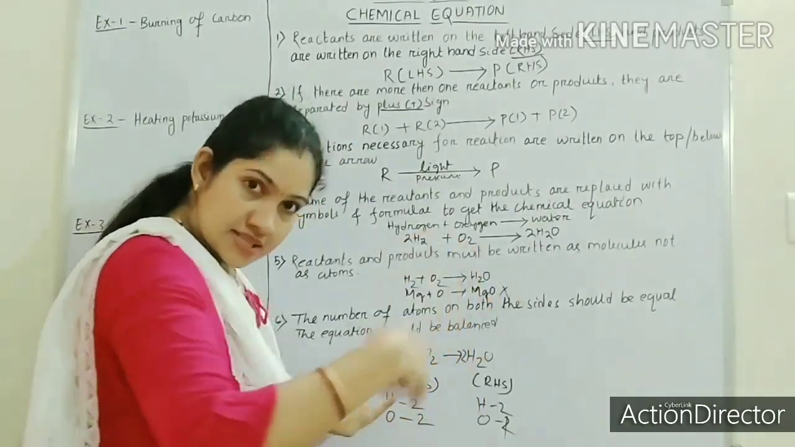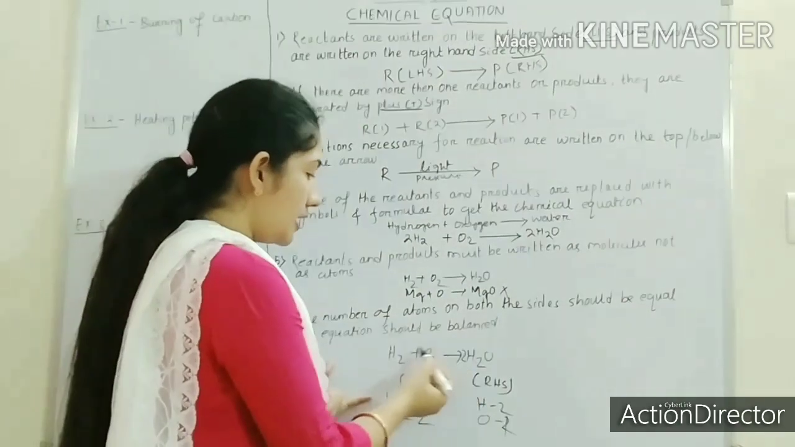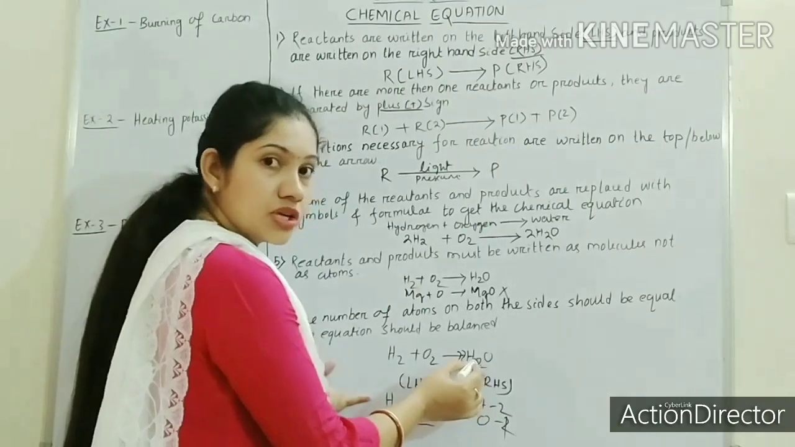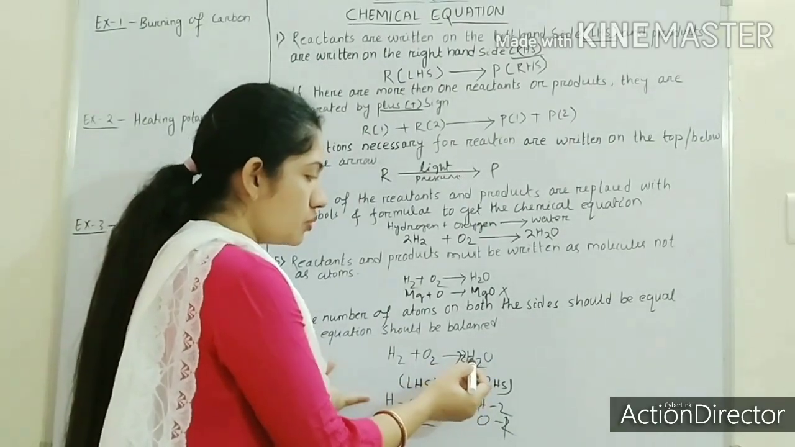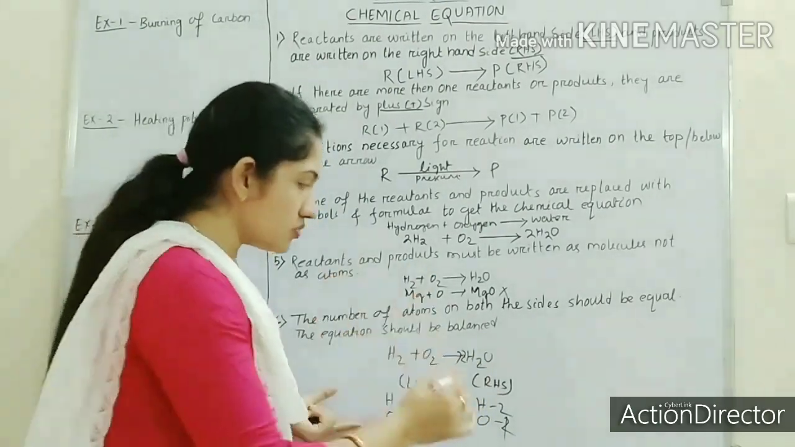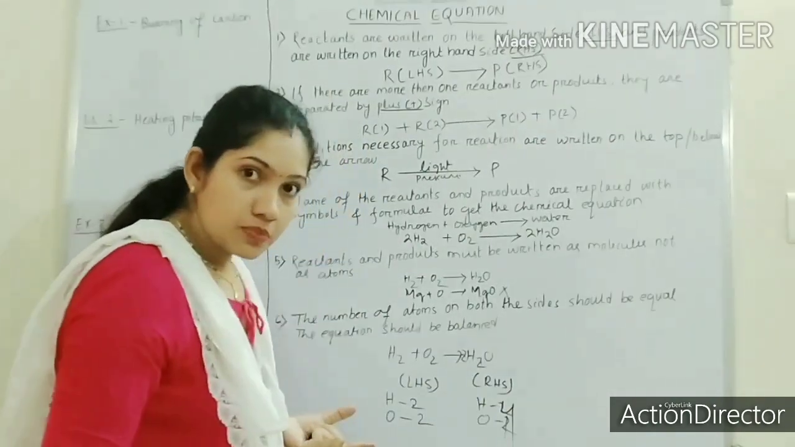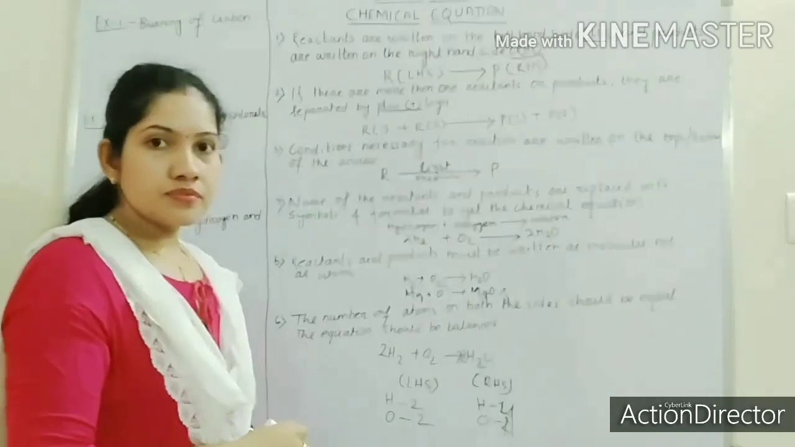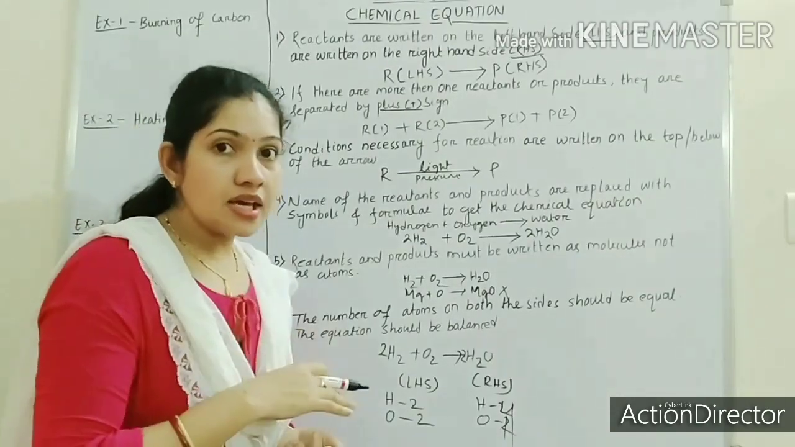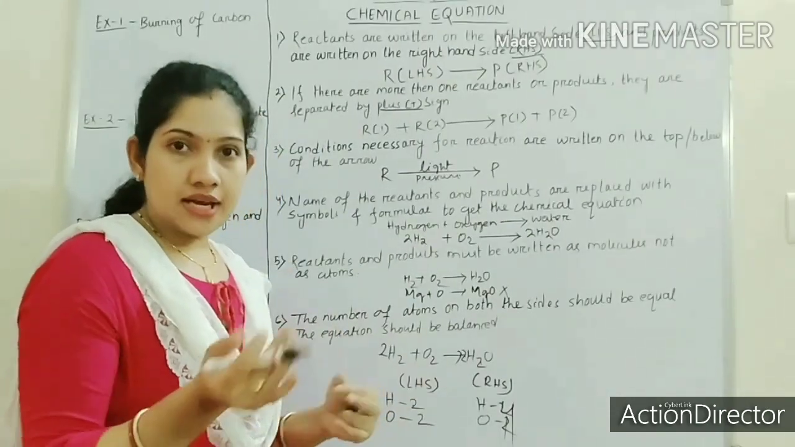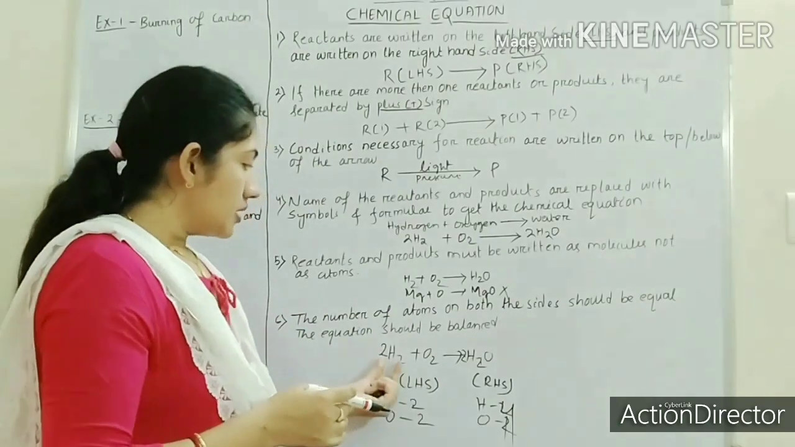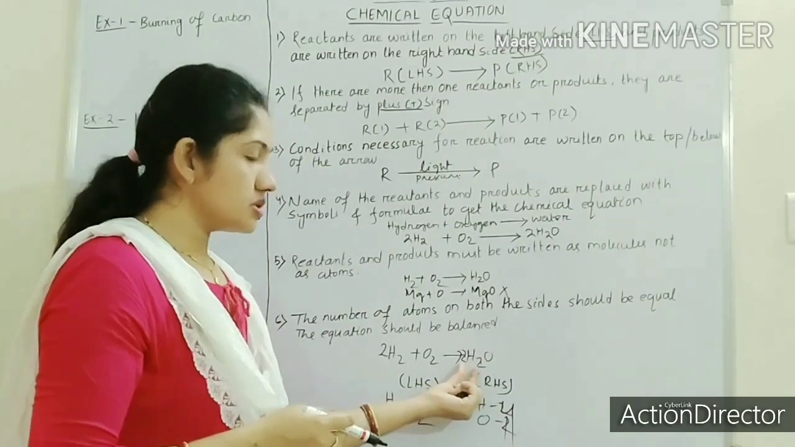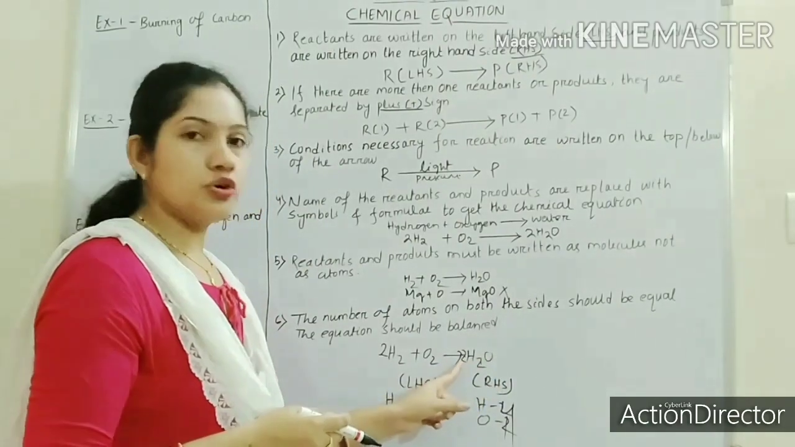Now again see number of hydrogen. Here the number of hydrogen is 2, but here what is the number of hydrogen? 4. 2H2 means the number of hydrogen is 4. Again we have to balance. So what we can do? We can add 2 here. Now we can check whether it is equal on both the sides or not. Hydrogen 4, oxygen 2. Hydrogen 4, oxygen 2.